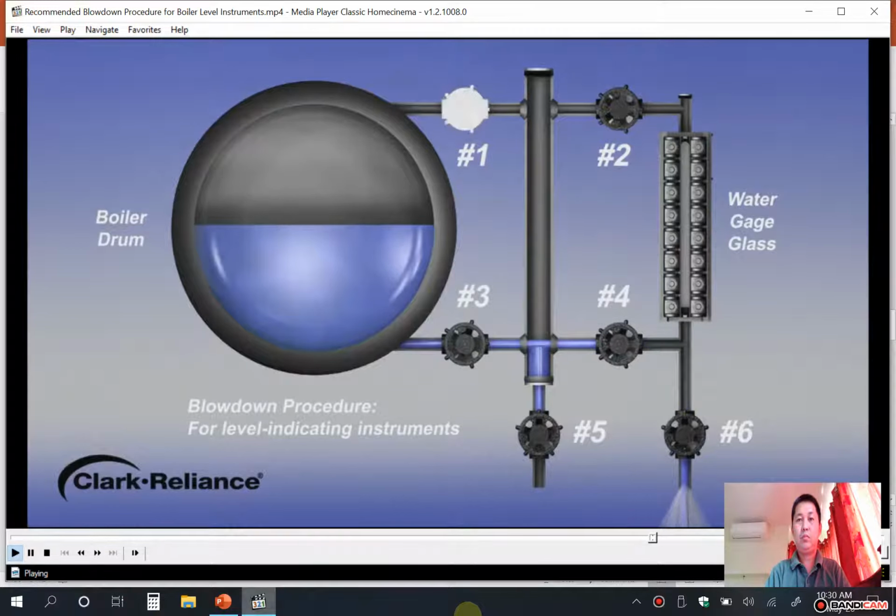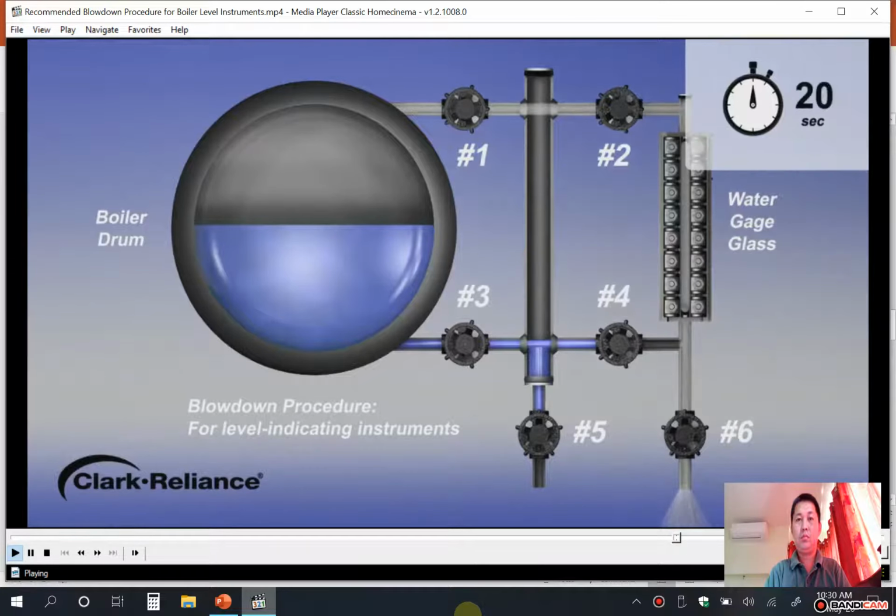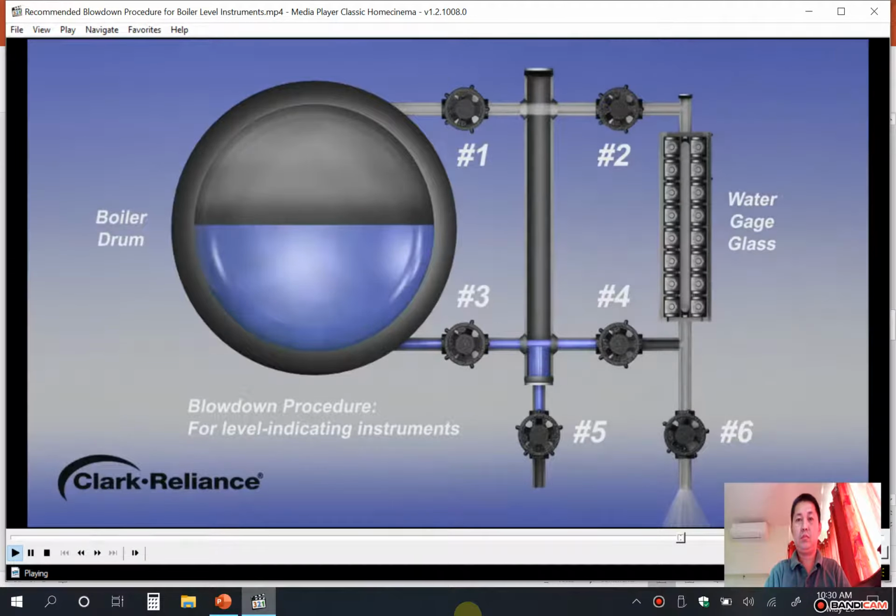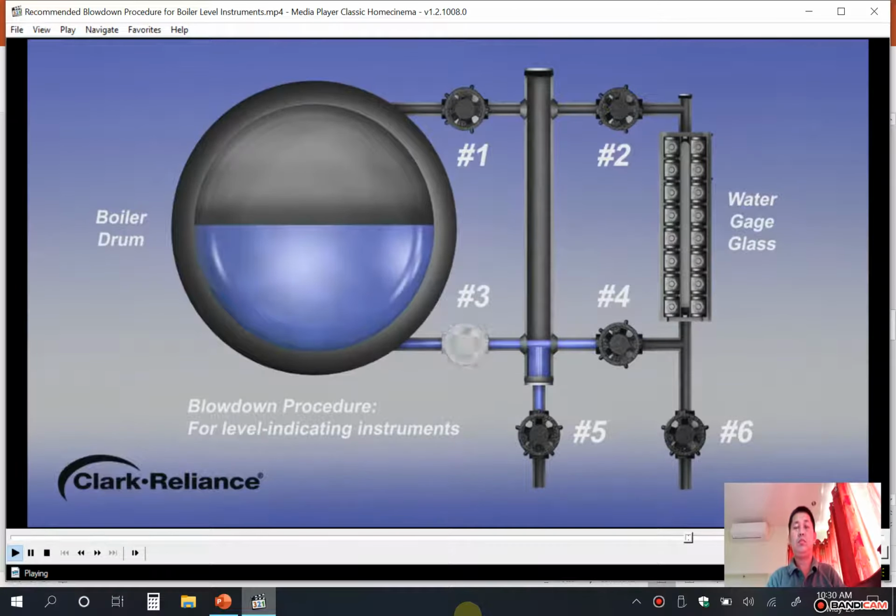Then, open the steam valves number 1 and number 2, leaving the drain valve number 6 open. Steam will flow through the gauge glass and the drain valve outlet. After an additional 20 seconds, close the drain valve number 6 and open the water valves number 3 and number 4. The blowdown procedure for a gauge glass configuration has been completed, and the indicated water level should promptly return.